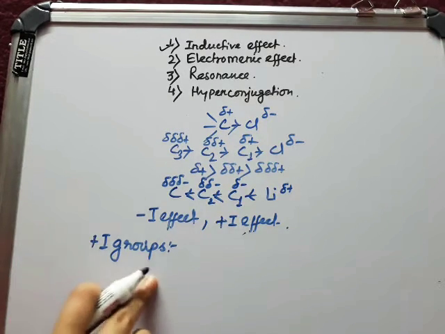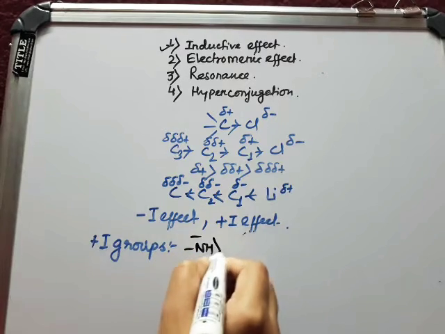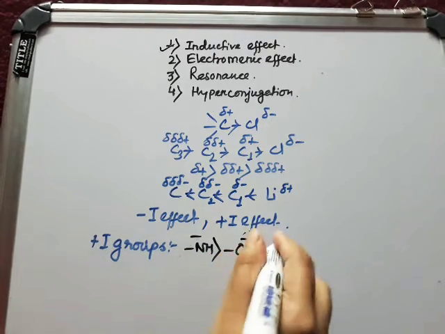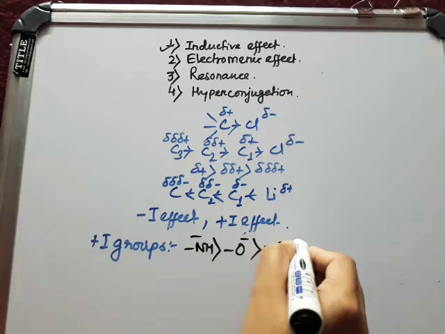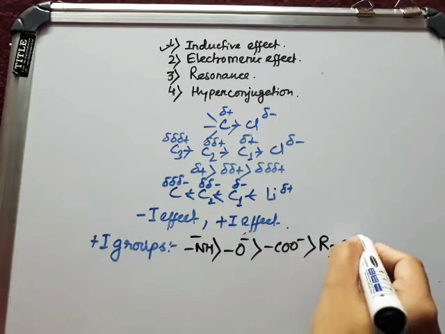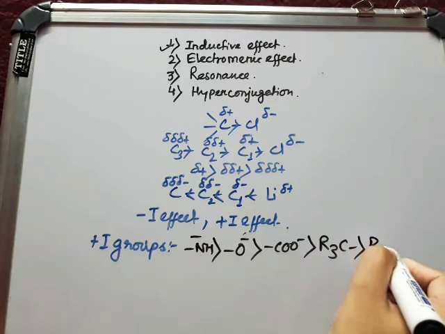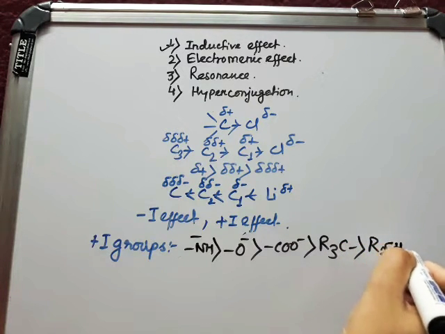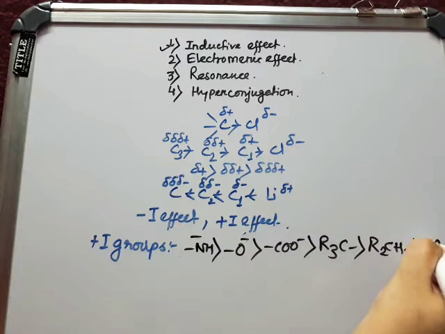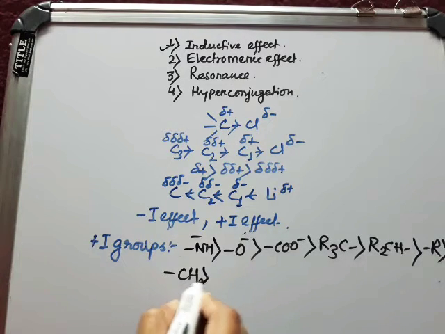So now I will write plus I groups also. Next, COO negative. Next is R3C. R means alkyl group, that means tertiary alkyl group, followed by secondary alkyl group, then primary alkyl group rather than methyl group, then methyl, then D. D means deuterium.